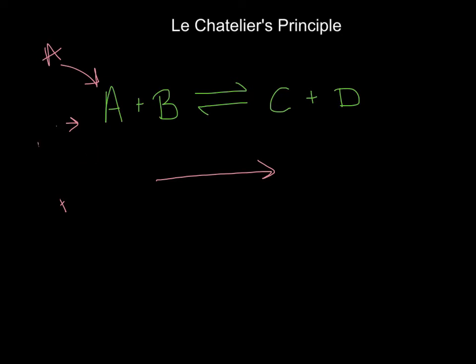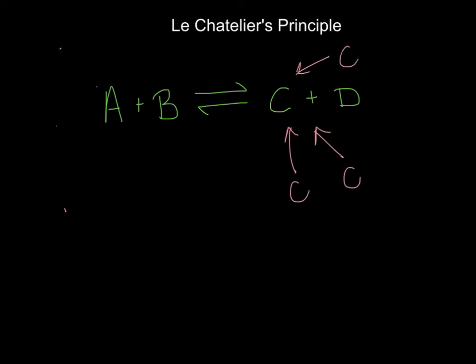However, let's say I added more C to this reaction. I would throw off the equilibrium again, but this time on the opposite side of the reaction. So in order to go back to equilibrium, my equation would have to shift to the left to use up all of that C and create more A and B to get back to equilibrium.